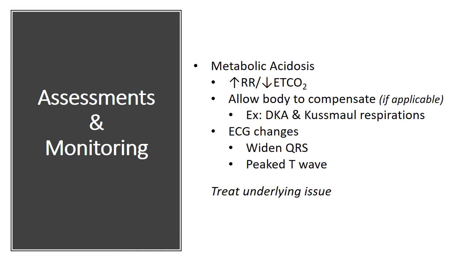In terms of metabolic acidosis, that's going to be indicated by an increased respiratory rate and low end-tidal CO2. Now there will be times in this where you need to just let the body do its exaggerated motion, such as in diabetic ketoacidosis. So if they have those Kussmaul respirations and they're breathing 30-40 times a minute, just let them breathe that fast. If you slow down that breathing, that's going to increase the cascade and increase that level of acidosis. They're breathing fast, trying to get rid of all that acid. So if applicable, just let that body compensate in such instances as DKA.